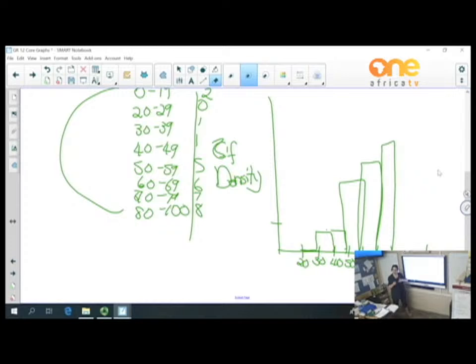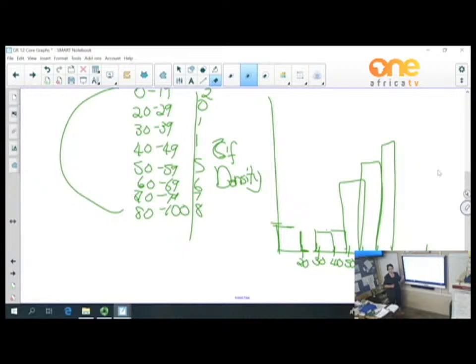So now their height must be half of it. Can you see? So if this one is 2, I shall actually only draw this one also there at 1, at the same height as those two. Now, the width here is double.